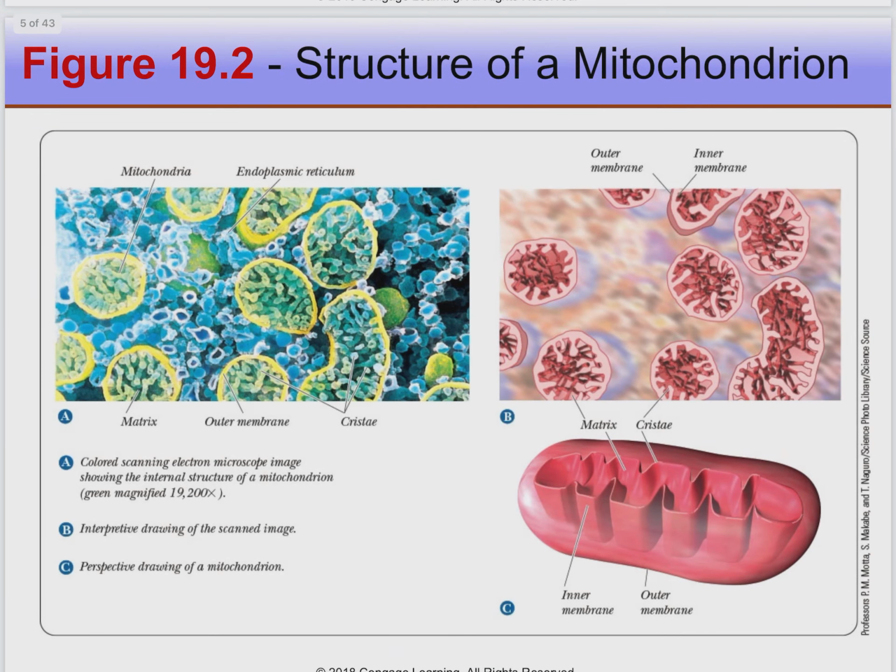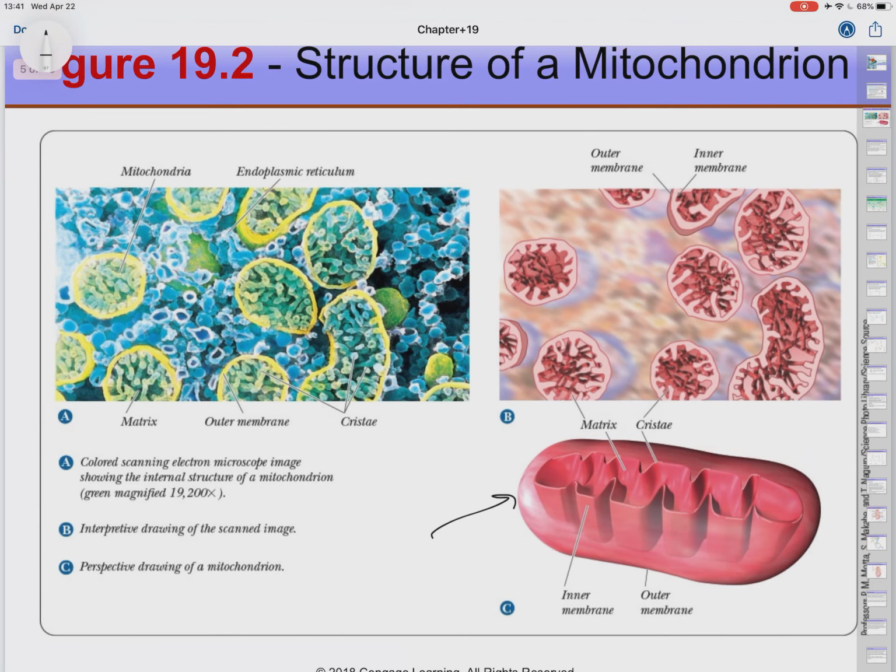This is the mitochondria, some electron microscope image, and then a diagram on the side. So what you can see here is there's two membranes. There's the outer membrane that keeps this thing enclosed, separate from the cytosol. There's the inner membrane that has all these folds in it called cristae. So these cristae are the folds of the inner membrane. It increases the surface area of this.